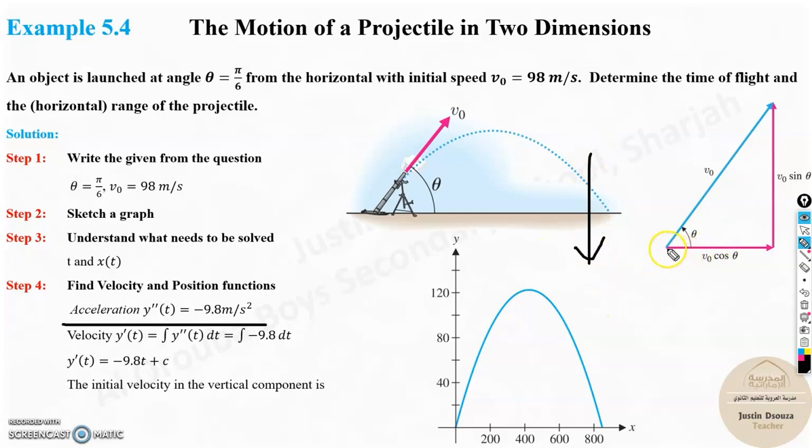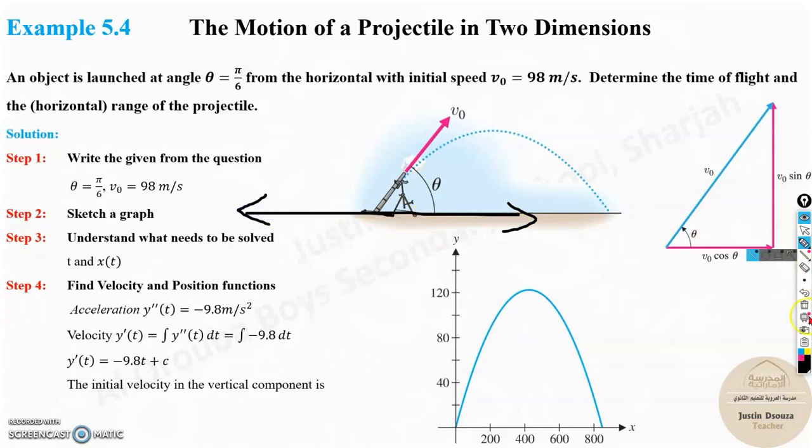Now, if you're thinking about horizontal acceleration, can anyone tell me what is horizontal acceleration? Horizontal acceleration is basically zero. Okay. Only the vertical gravity acts downwards. Horizontal will be zero. It won't be pushed right and left. Nothing is mentioned. Okay.